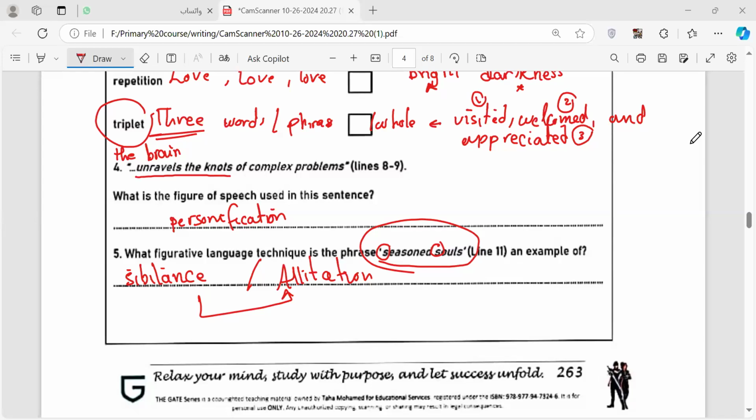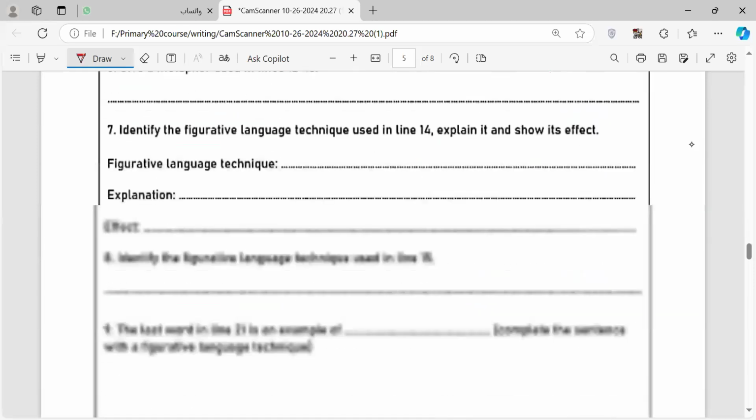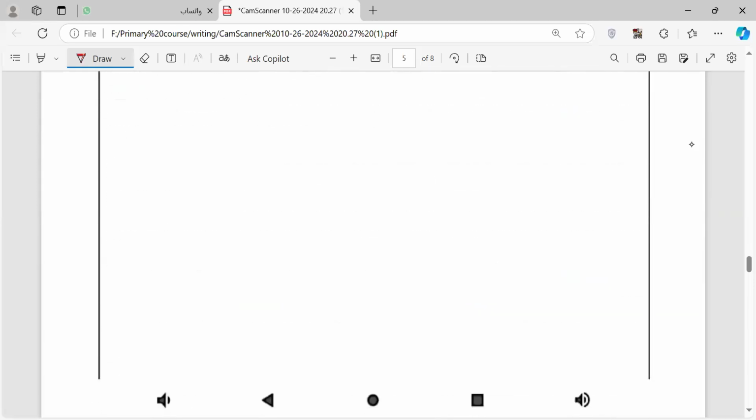Now, guys, I want to see these answers in your homework next time, in the next page, to know how to explain the effect. How can I explain the effect? Look at the steps, easily and simply. How to explain the effect of a technique. This is very important, guys.